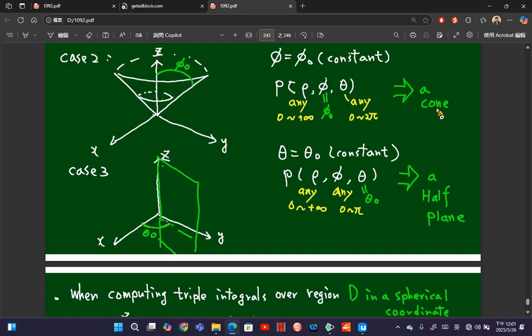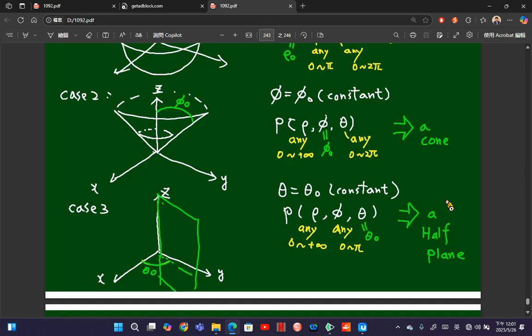If phi is equal to phi 0, it will be a cone. And finally, if theta is equal to theta 0, that will be a half-plane. So I just give you a very quick concept about this coordinate system, because I'm not sure in your physics class, I believe you also use this coordinate system, right?